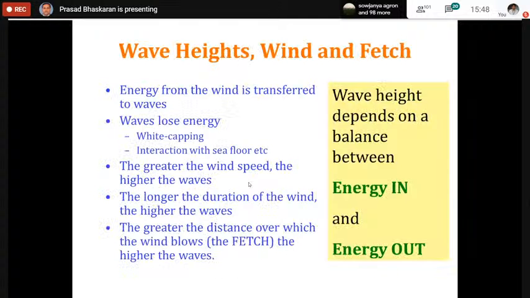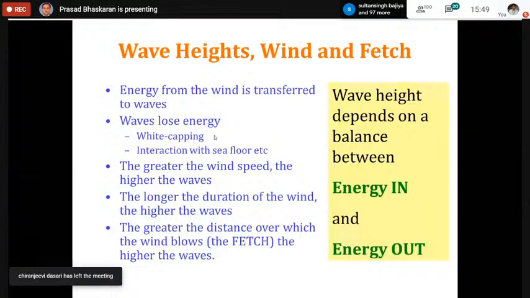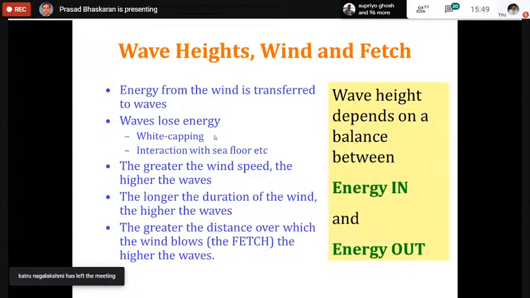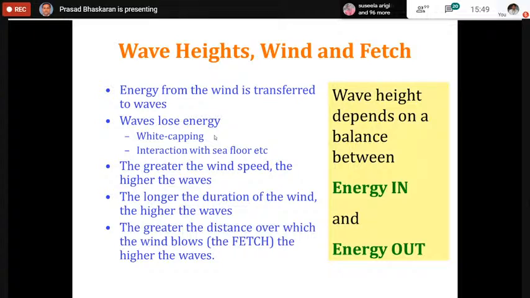Now, to understand the wave heights, wind and pitch, what is happening is energy from the wind is transferred to the waves. The waves lose the energy due to white capping. The waves can interact with each other. The waves can break, and due to breaking, that is called the dissipation, the energy can be lost. So there are some very, very important physical formulations that have to be taken into account.